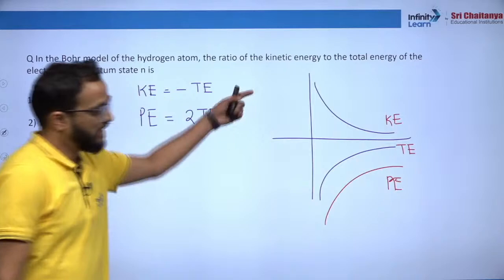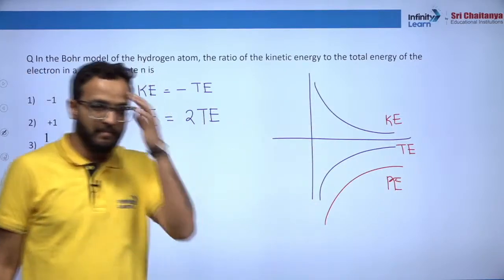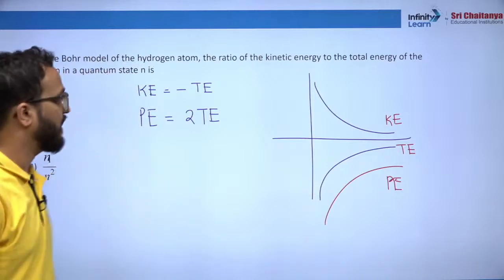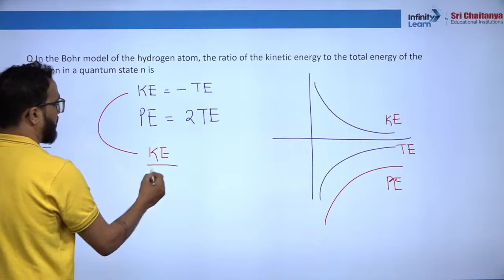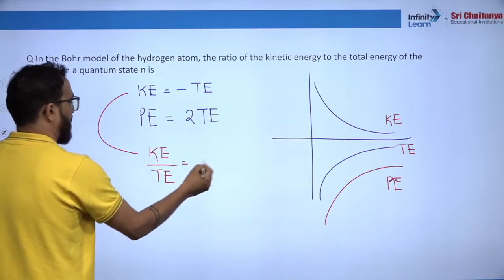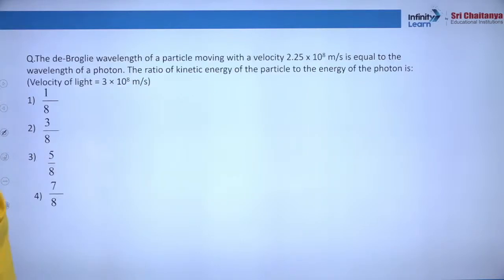So can you see, kinetic energy and total energy are exactly mirror images, just that the total energy is negative of kinetic energy. So from here, if you take the ratio kinetic energy upon total energy, that ratio is going to be -1. Did you understand? Fantastic.